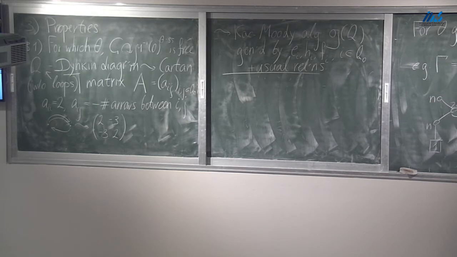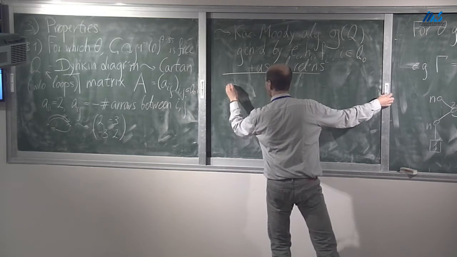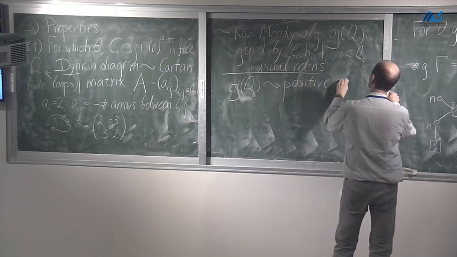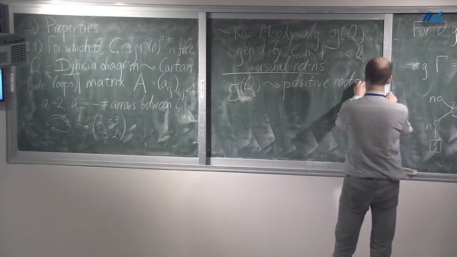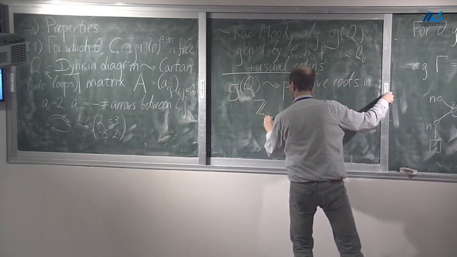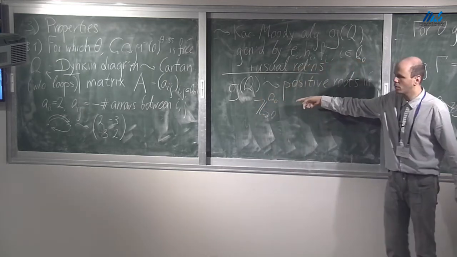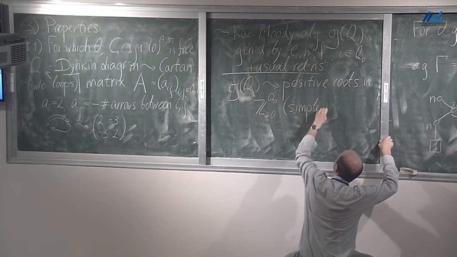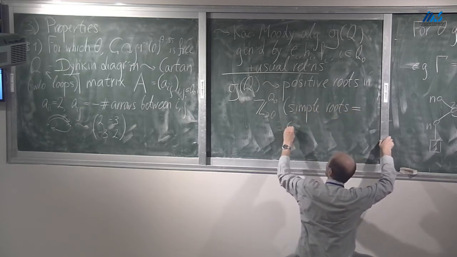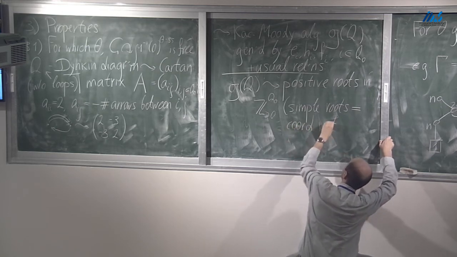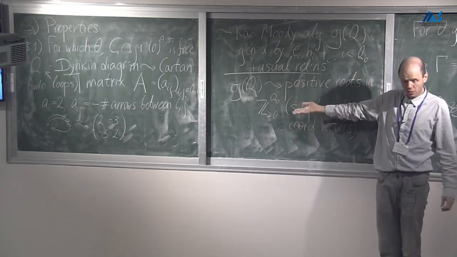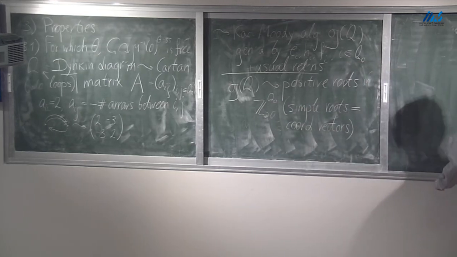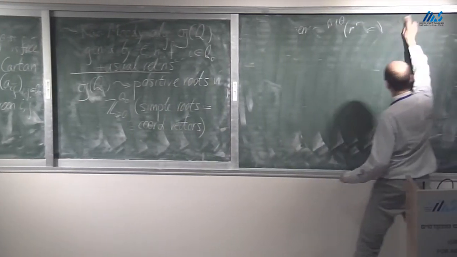Now I can talk about roots and about positive roots. So G of Q gives rise to positive roots. And I want to view them as elements in Z greater or equal than 0 to the Q0. So it's just Q0-tuples of non-negative integers. And I, of course, assume that simple roots are coordinate vectors. And then I just send the root to its coefficients, right? So how does it help me to answer my question that I posed in the beginning?